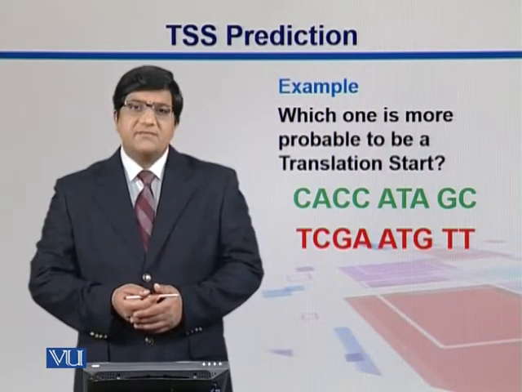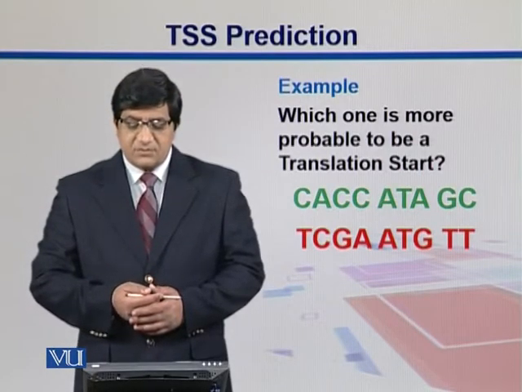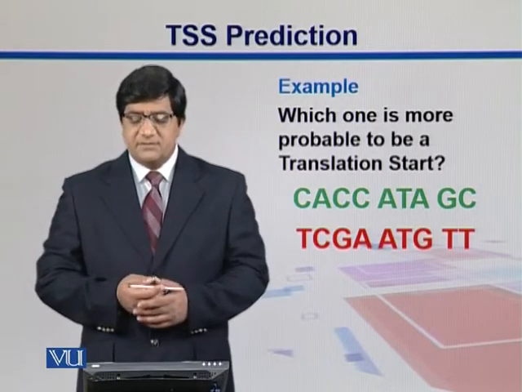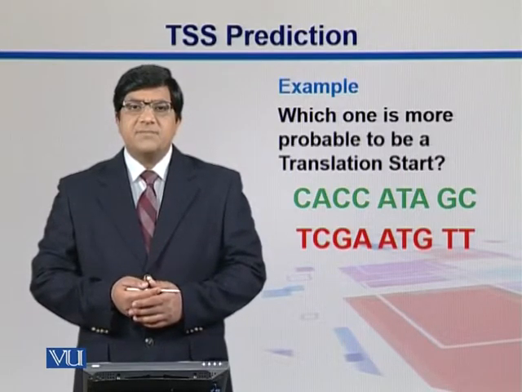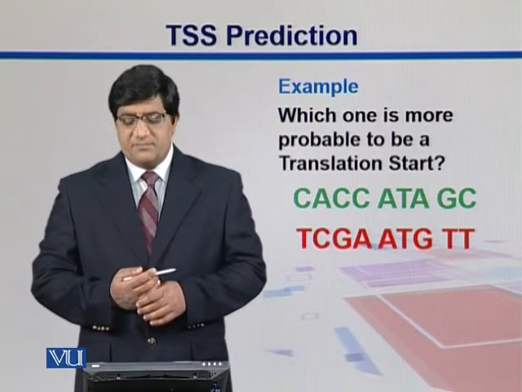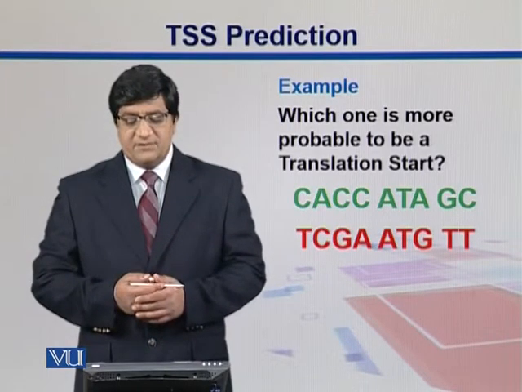So let's do an activity in order to elaborate this point. We have two sequences. One of them is CACC ATAGC, and there is another one where we have ATG and we have some neighbors, the green one and the red one. So how can we say that one of them belongs to a place where we have this TSS?